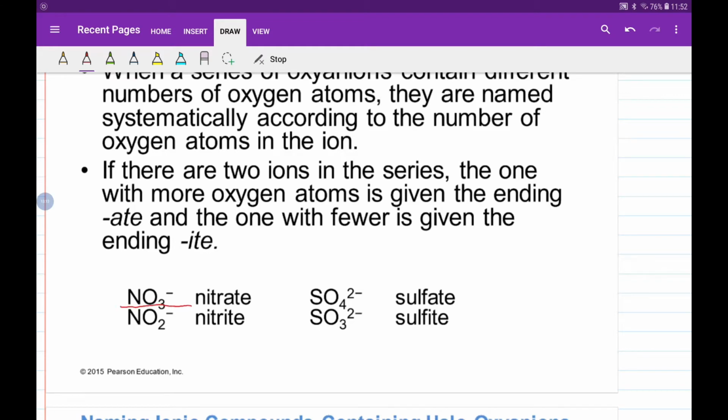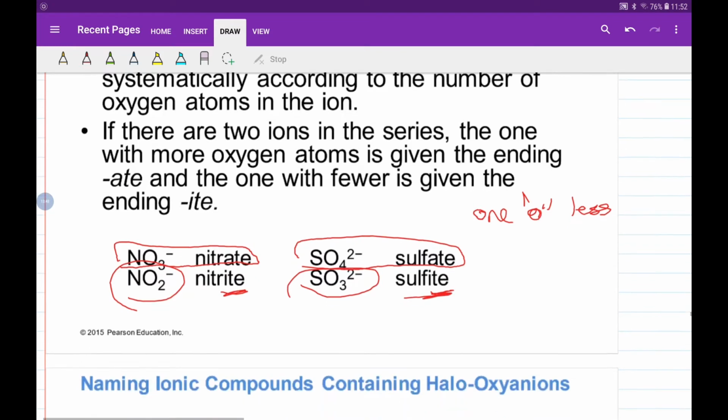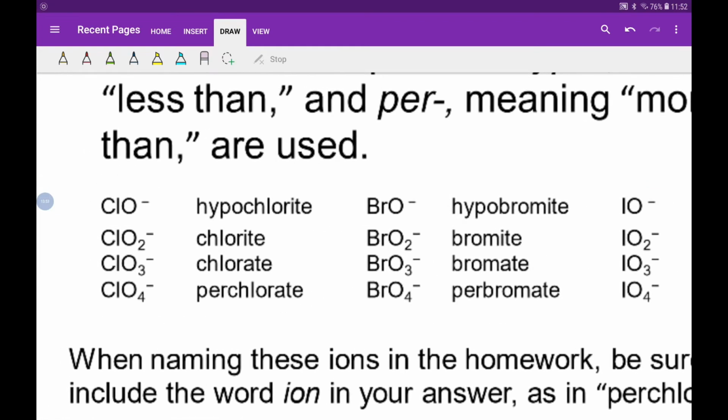We learned that NO3 is the base, that's nitrate, SO4 2 minus is the sulfate. So if I have 1 oxygen less, then the name is going to change the ending to ITE instead. So notice right here, NO2 minus becomes nitrite. SO3 2 minus becomes sulfite. That's going to be true for the rest of the elements. Let's look at chlorine here.